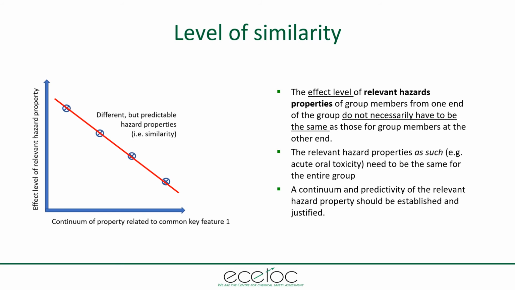The relevant hazard properties as such, for example, acute oral toxicity or acute aquatic hazards, need to be the same for the entire group. This can be 1 or 2 relevant hazard properties, or even 3, but not too many. And there needs to be a continuum and a predictivity of the relevant hazard property, which needs to be established and justified.